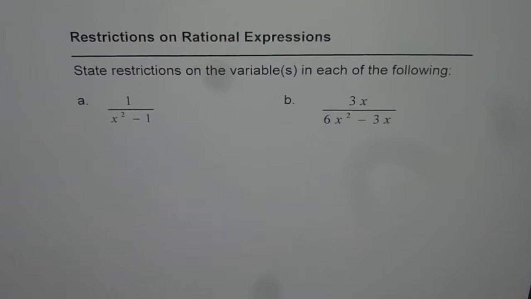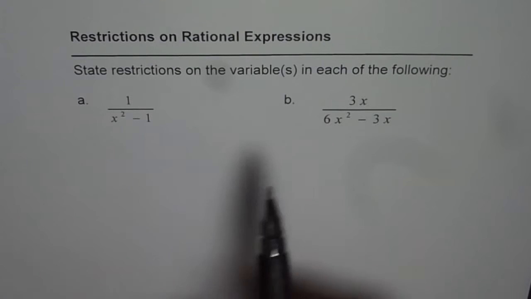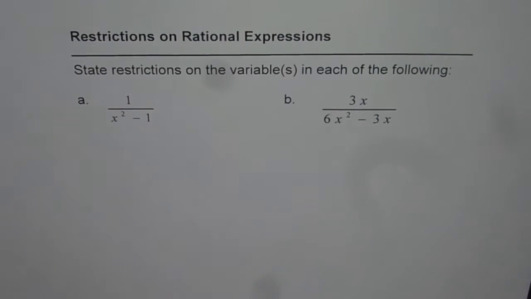Restrictions on rational expressions. State restrictions on the variables in each of the following. A. 1 over x squared minus 1, and B. 3x divided by 6x squared minus 3x. We have done a couple of examples like this. You can pause the video, take it as a practice question, answer, and then look at my suggestion.